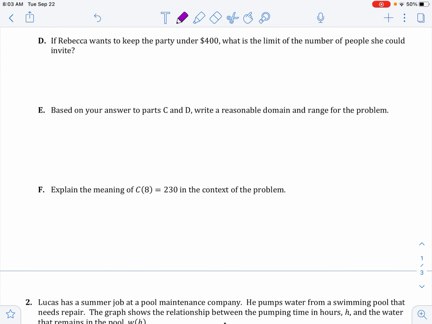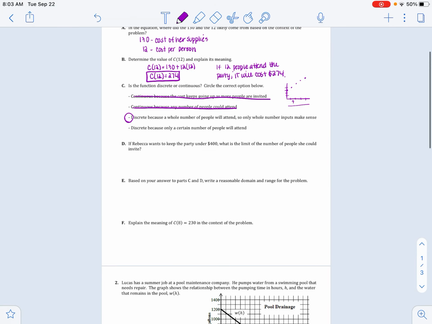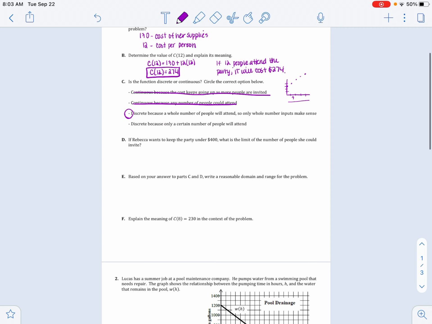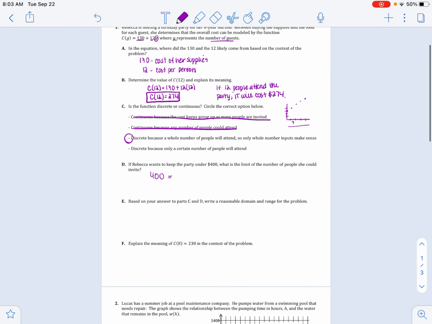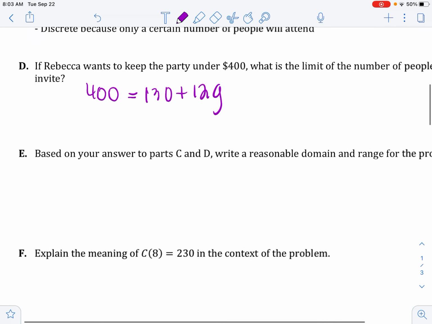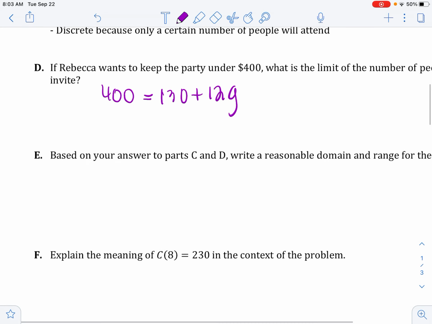All right, next one. If Rebecca wants to keep the party under $400, what is the limit of the amount of people that she could invite? So 400 is my output, right? I'm going to say 400 is my cost, C of G. And then my equation was 130 plus 12G. So now I need to solve for G.